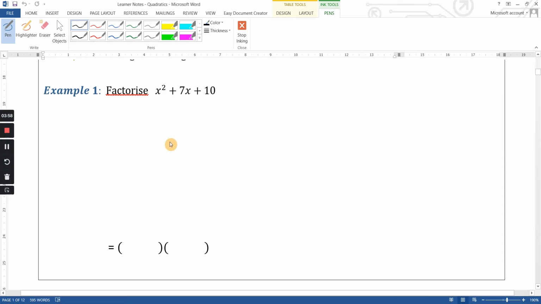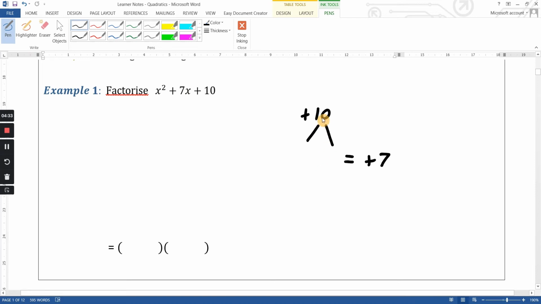So let's imagine we have this as an exam style question. It says factorize x squared plus 7x plus 10. Definitely our answer is going to be in double brackets. Okay, so now on the side what I do is, you see the number term here, the positive 10. I'm going to think of 2 numbers that multiply to give me positive 10, and at the same time add or subtract to give me the plus 7 from the 7x.